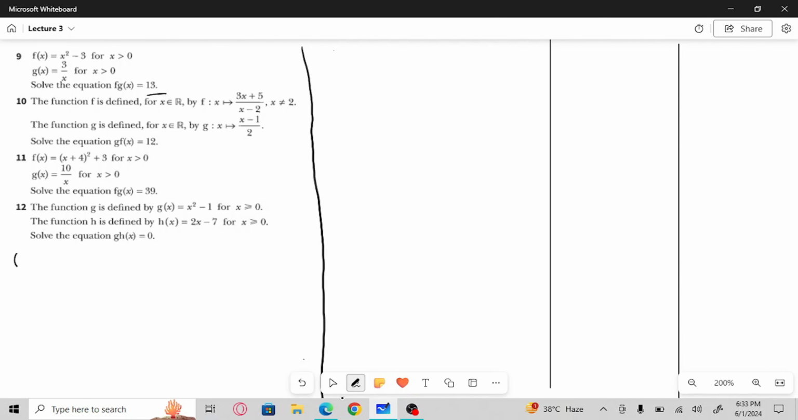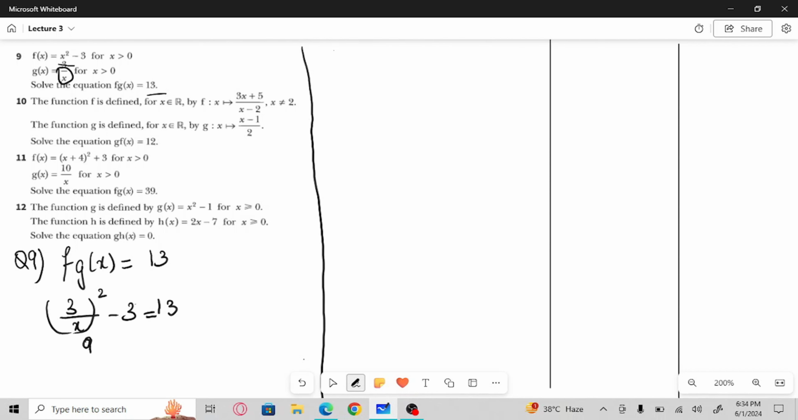So on to question number 9, and what this question says is x squared minus 3 is f(x) and g(x) equals 3/x, and we have to find f(g(x)) equals 13. So again, we are going to input the value of g(x) itself into f(x). So instead of x squared, we are going to input the value 3/x. So (3/x) whole squared minus 3 is equal to 13.